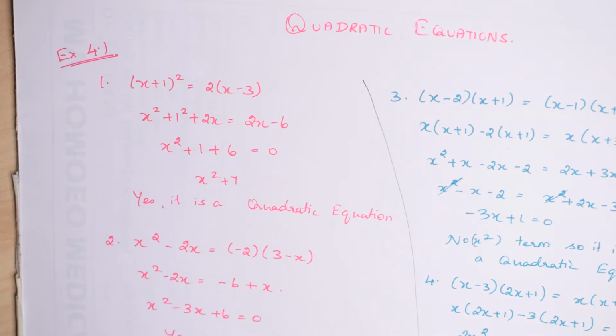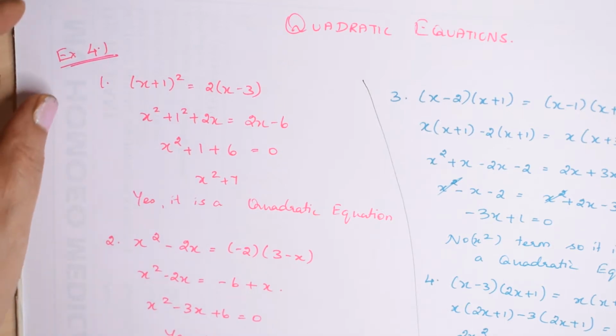Any equation which is in the form of ax square plus bx is equal to a constant is called a quadratic equation. Even in your exercise they have asked you to check whether the given equation is a quadratic equation or not. So for that reason at least you should know what is a quadratic equation. They have given it as a proper format of a quadratic equation: ax square plus bx plus c.